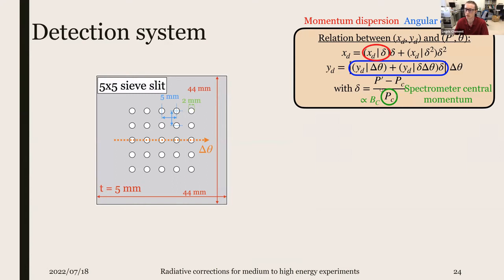This delta depends on the momentum of the scattered electron and the spectrometer central momentum, so it depends on the magnetic field of the spectrometer. To obtain this, we used several collimators in front of the spectrometer. Especially one of these is called the sieve slit. Here you have the 5x5 sieve slit, and you can reduce the angular acceptance to 5 different theta angular points.